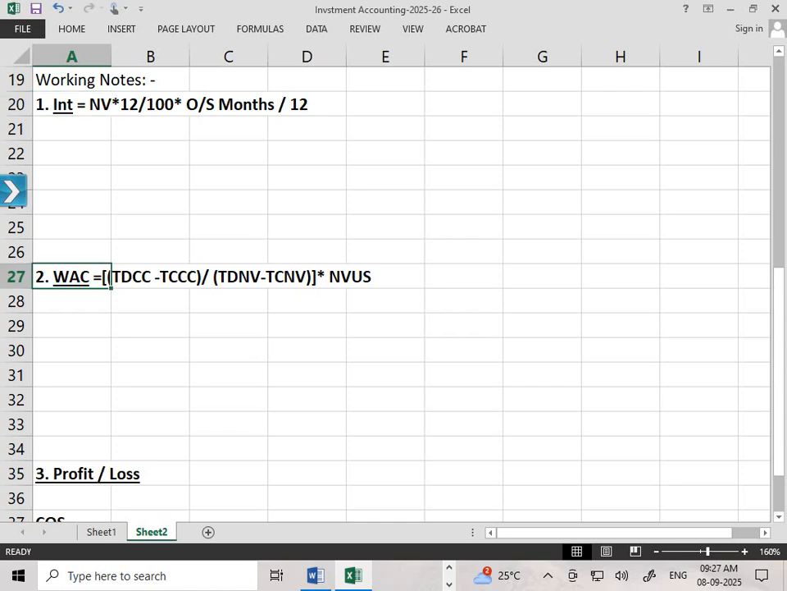Next, while there is a sale of investment, in sale of investment you have to find out profit or loss. So you have to calculate the weighted average cost. How to calculate the weighted average cost? There is a very simple formula. Weighted average cost is equal to total debit side of cost column minus total credit side of cost column, divided by total debit side of nominal value column minus total credit side of nominal value column, multiplied by nominal value of units sold.